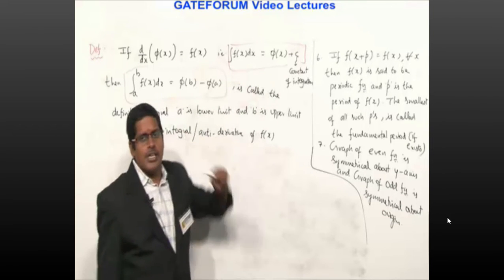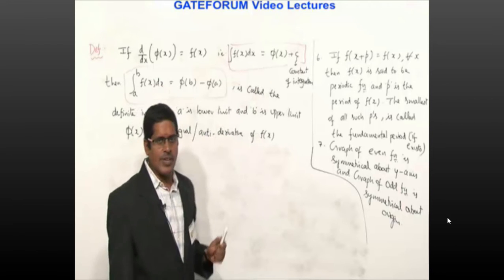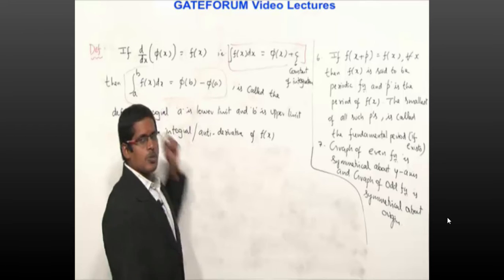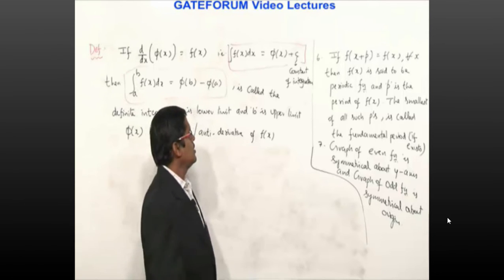After the indefinite integral procedure, substitute the upper limit b in place of x, minus, and then substitute the lower limit in place of x. A is called the lower limit, b is called the upper limit.